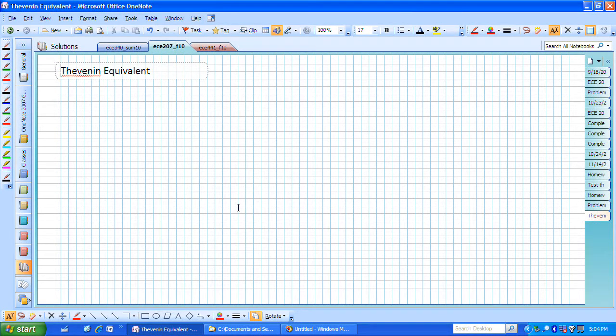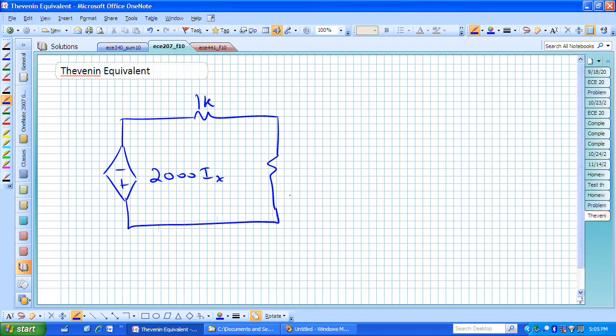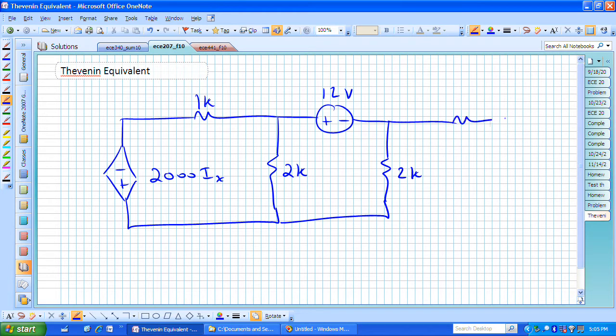Let's work a Thevenin equivalent problem, and in particular here's the circuit that I want to look at. We have a dependent source connected to a couple of resistors, then an independent voltage source of 12 volts. That's followed by a resistor, and then we have a couple more resistors.